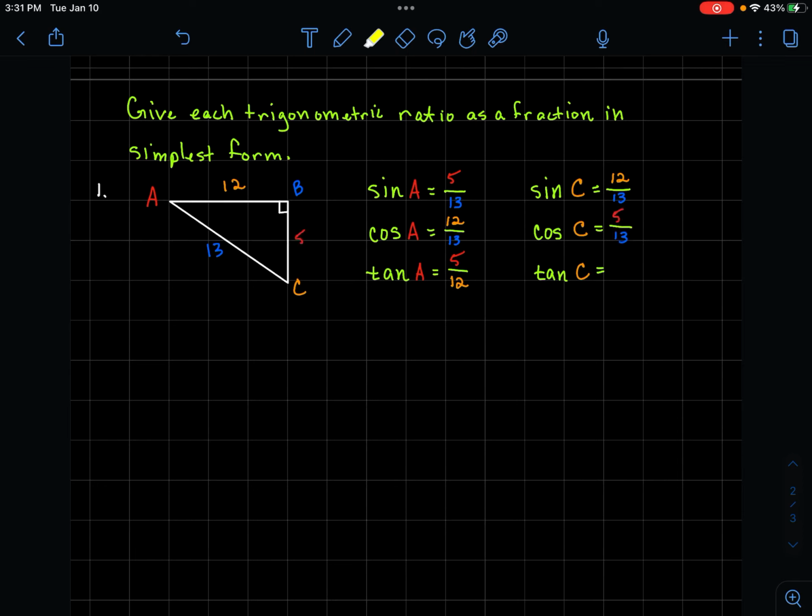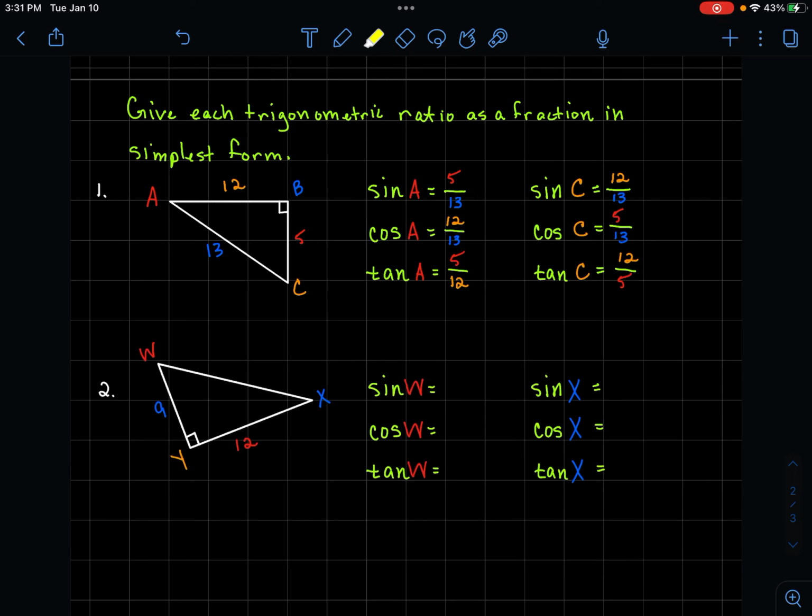And then for the tangent, the opposite side of C is 12. The adjacent side of C is 5. So the tangent of angle C is 12/5. So these are pretty simple and nice and easy when you have all three sides of the triangle.